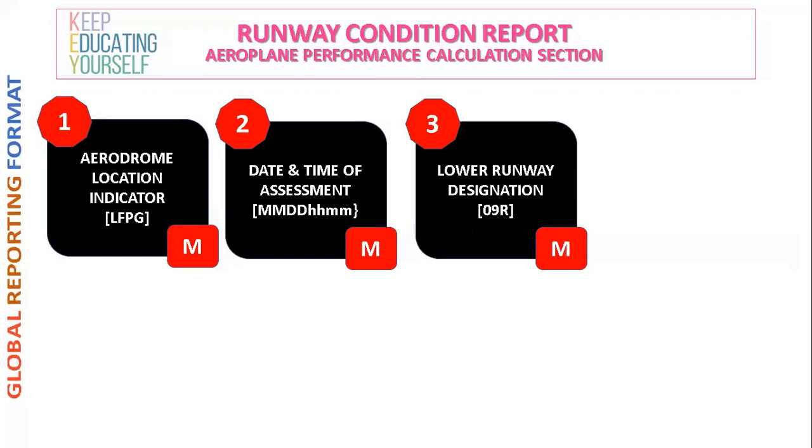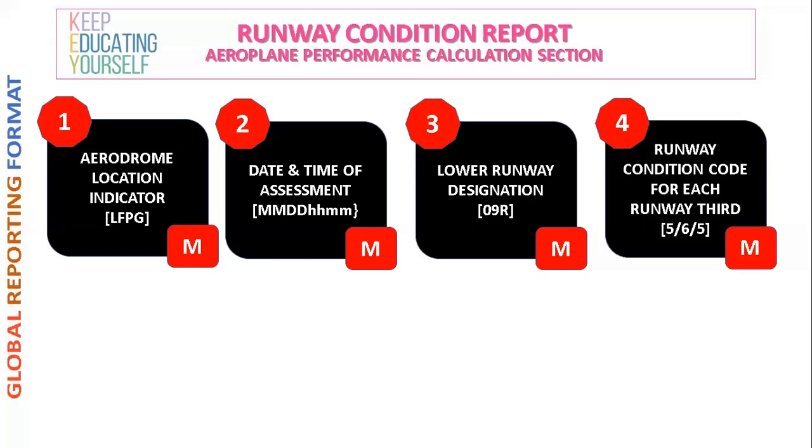The third element is lower runway designator. As I have mentioned earlier, the runway condition report will be prepared for the lower runway designator only. So in case of runway 09 or 27, only runway 09 has to be reported here, and the runway thirds of the report will begin from the beginning of runway 09. It can be 2 or 3 characters, which identifies the runway for the assessment. This information is again mandatory. Here we have used 3 characters, 09 Romeo.